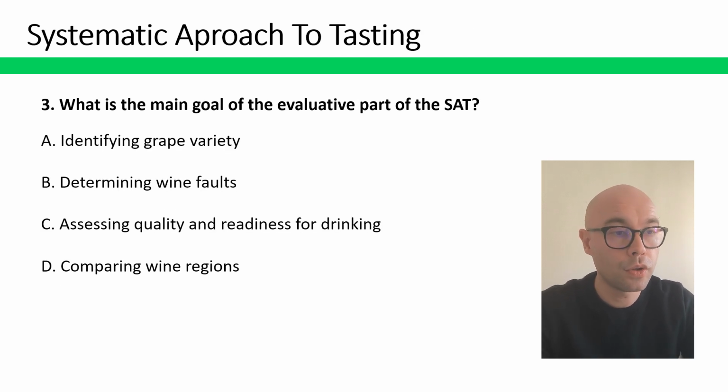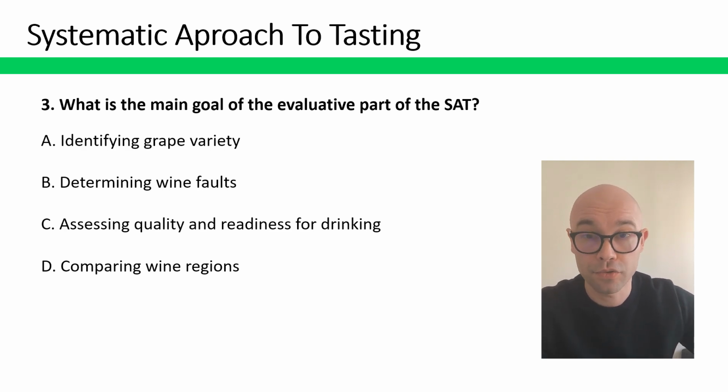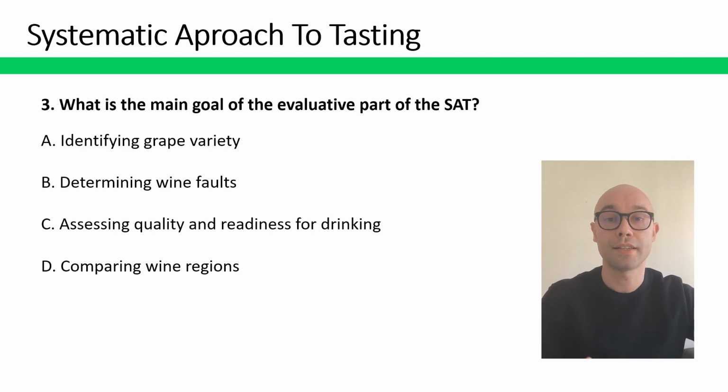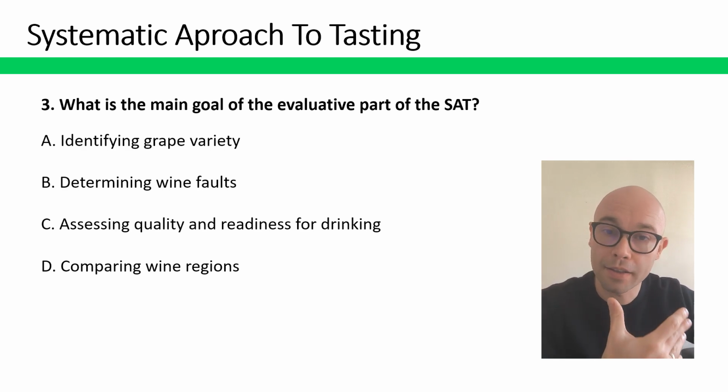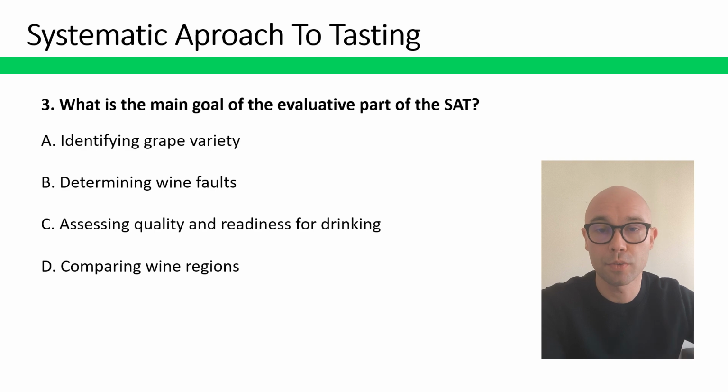What is the main goal of the evaluative part of the SAT? Identifying grape variety, determining wine faults, assessing quality and readiness for drinking, comparing wine regions. So the evaluative part is the bottom part of the SAT card, and it's used to assess quality and readiness for drinking. You're not assessed on identifying the grape variety and the region where it's coming from. With practice, with experience, you can come to this point.